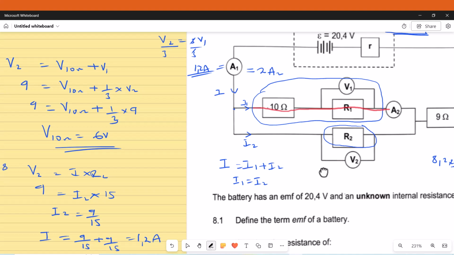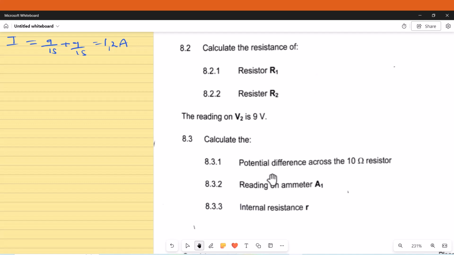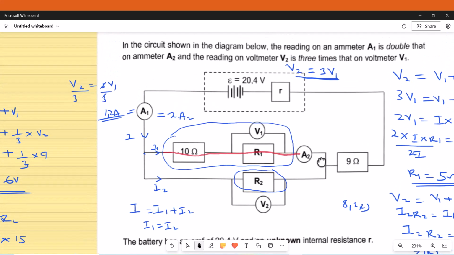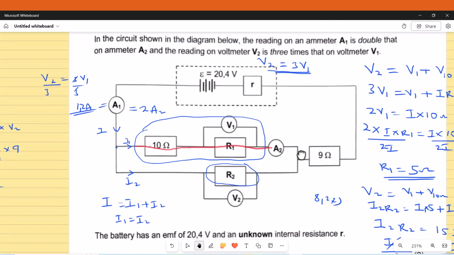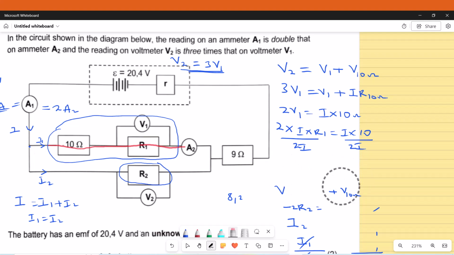8.3.2. Okay, next question here. What must we do? They want us to find the internal resistance. Internal resistance is what we need. So what do we do here? To get our internal resistance, let's get some space here.